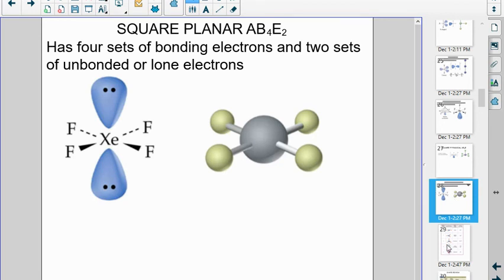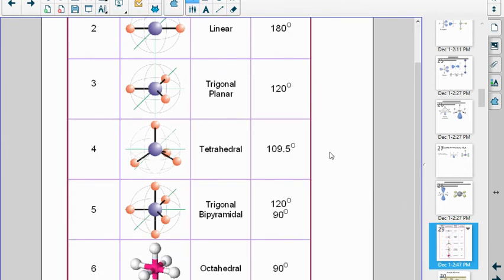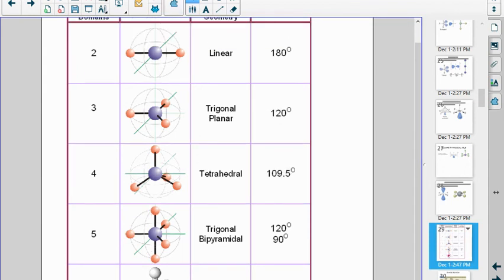All right. All of these are within a system that we have to learn. It's not 20 different shapes. It's really about 5 different shapes. And all we're doing is we're taking atoms away and replacing them with lone pairs of electrons.